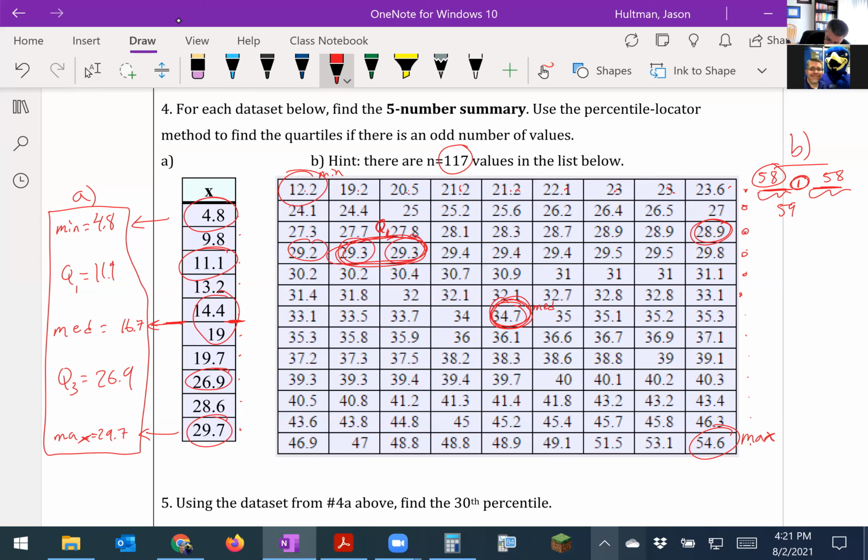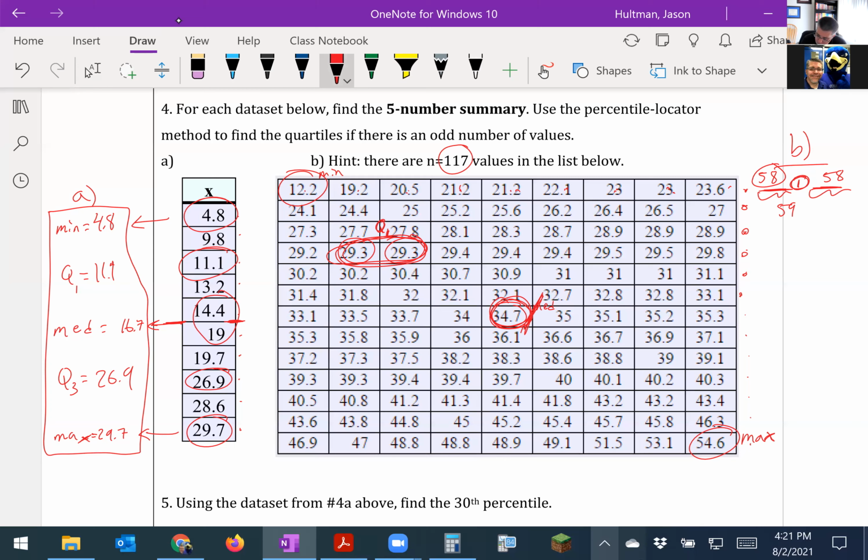Because I don't have to average them. The average is them. If you add up 29.3 and 29.3 and you divide by 2, I get my Q1 that way. Okay, now what's the other 58? The top 58. We don't include our median. Our median is not included. But after our median, we have 58 numbers.